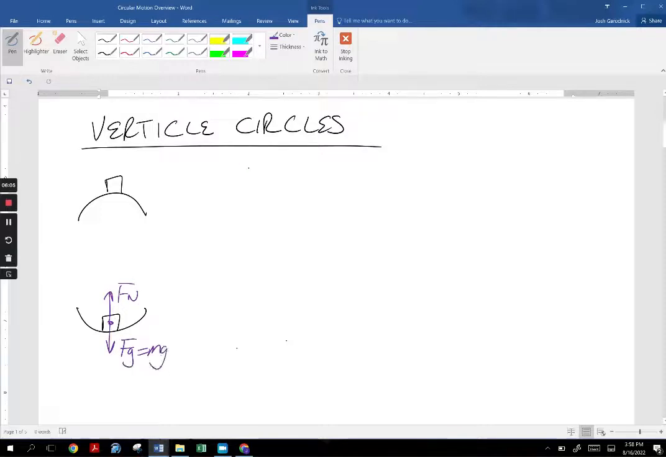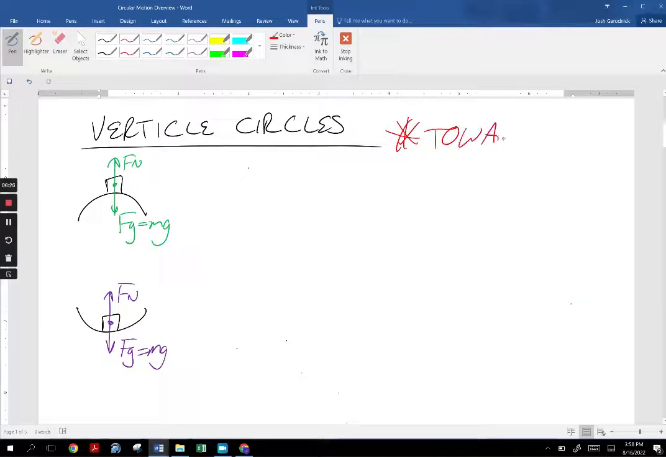We're not dealing with friction in vertical circles, okay? And hey, at the top of the hill, you have normal force and you have gravity. Wow, these look exactly the same. However, take note of this. Very important.